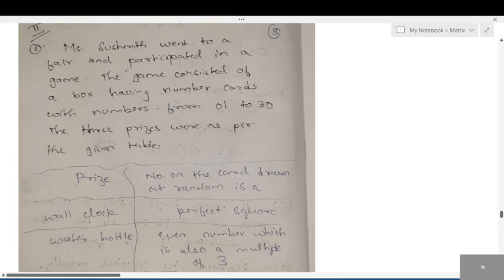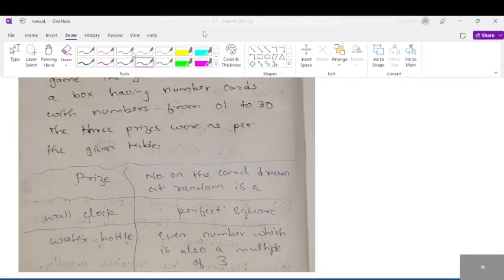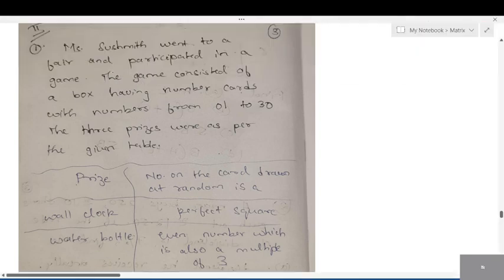First thing, Miss Shushmita. What is this? Yeah, Miss Shushmita went to the fair. Fair is like an exhibition, and participated in a game. The game consisted of a box having cards with numbers. How many cards are there? Total how many cards, students? 1 to 30. So total. So what is sample space? Sample space is 30. Overall, whatever you get, that is known as sample space. Sample space is 30. Next.